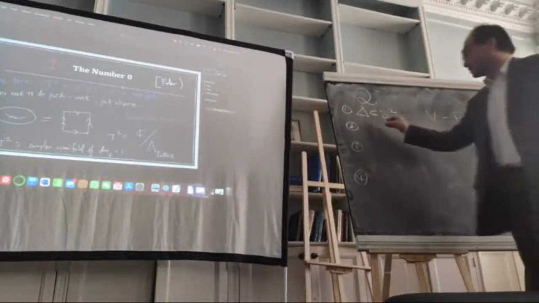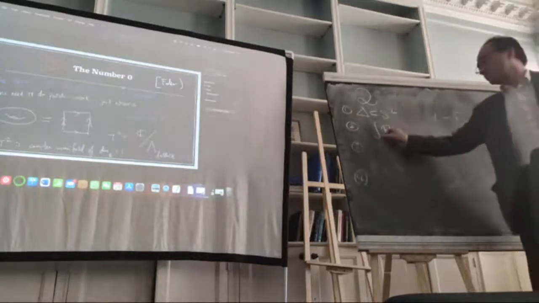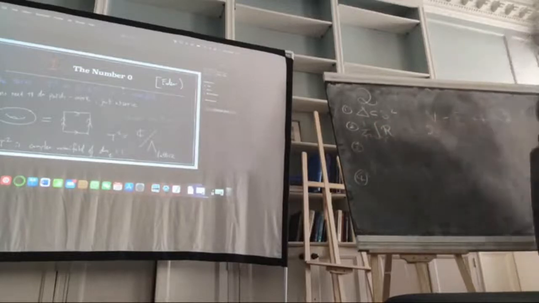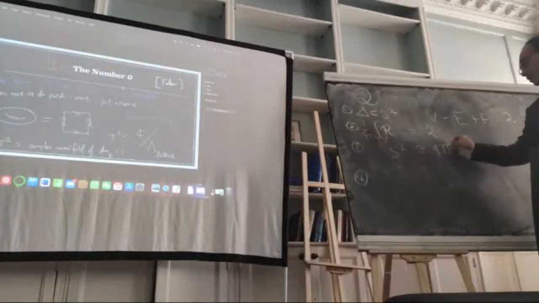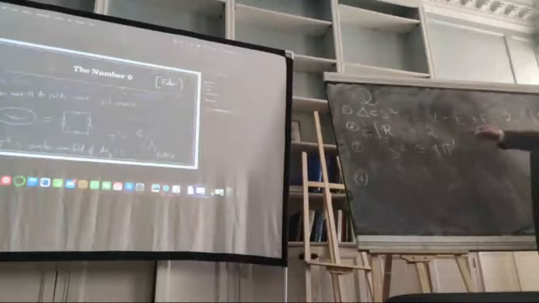The second way is Gauss. If you integrate the curvature of S2 divided by 4 pi, you get 2. The third way is the transition function. This is important, that S2 is isomorphic to CP1, so it's in fact a complex manifold. And the transition function is this.